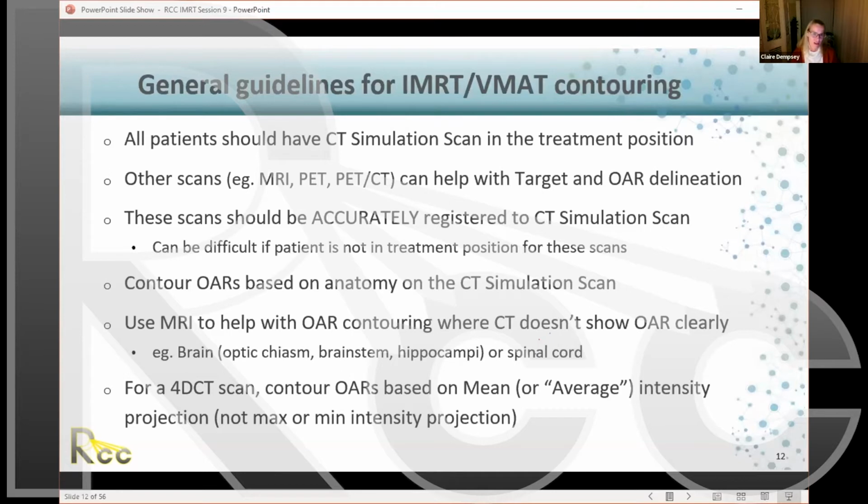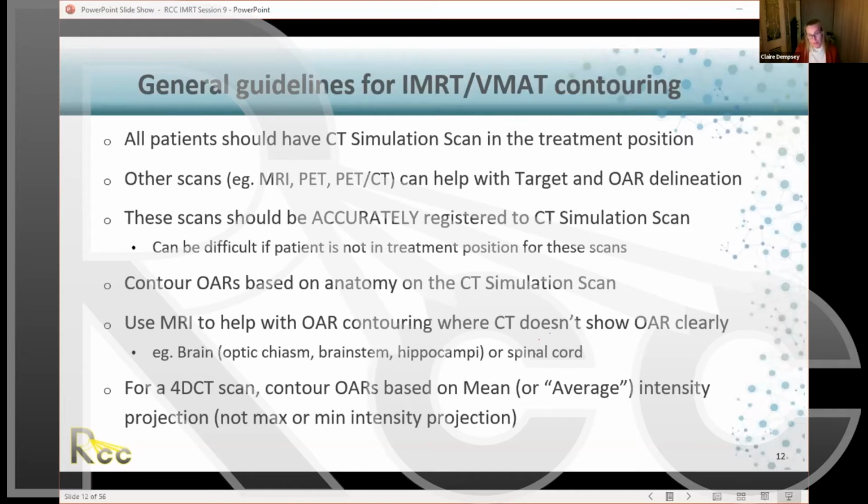So these things are really important. It's always advisable that you contour at least your organs at risk based on anatomy in a CT simulation scan, because you know that the patient is in the treatment position and everything should be reproducible at that point. However, obviously things like MRI can also help with organs at risk contouring, particularly in the cranial area. In the brain, all the substructures are much easier to define with an MRI rather than a CT.